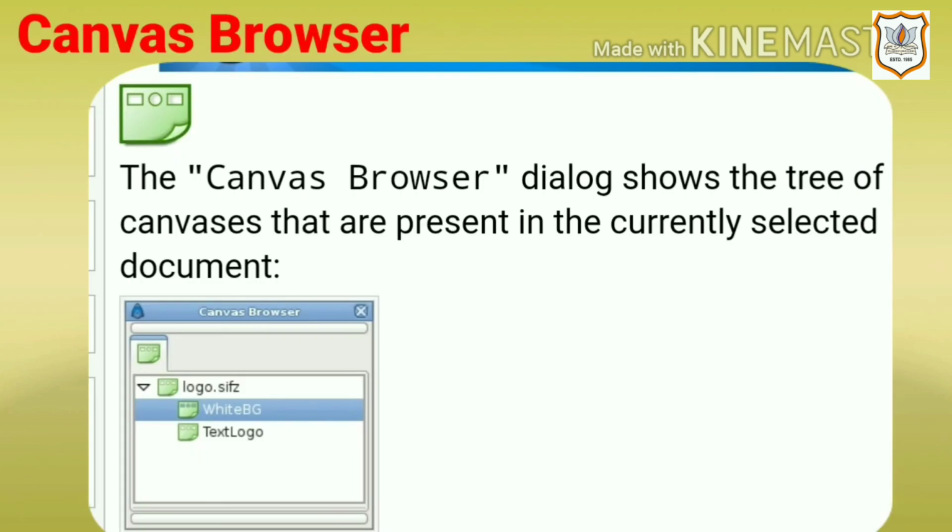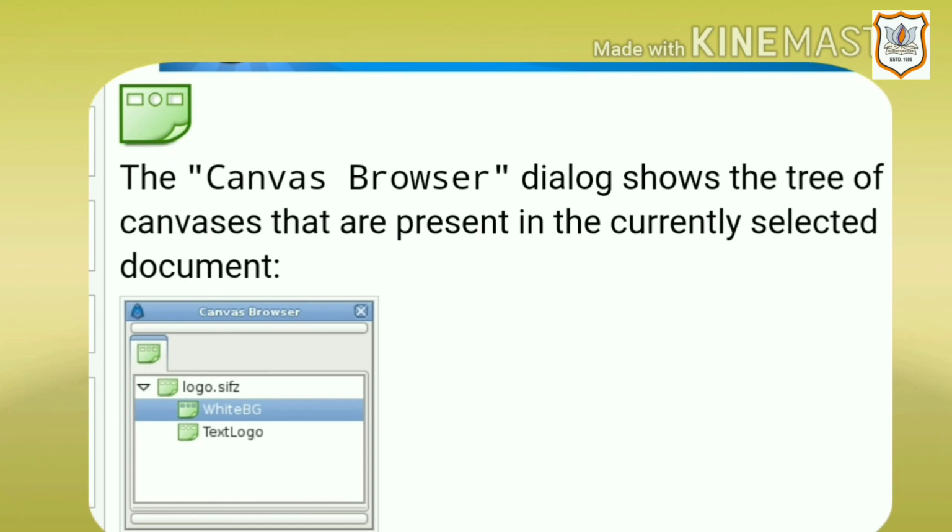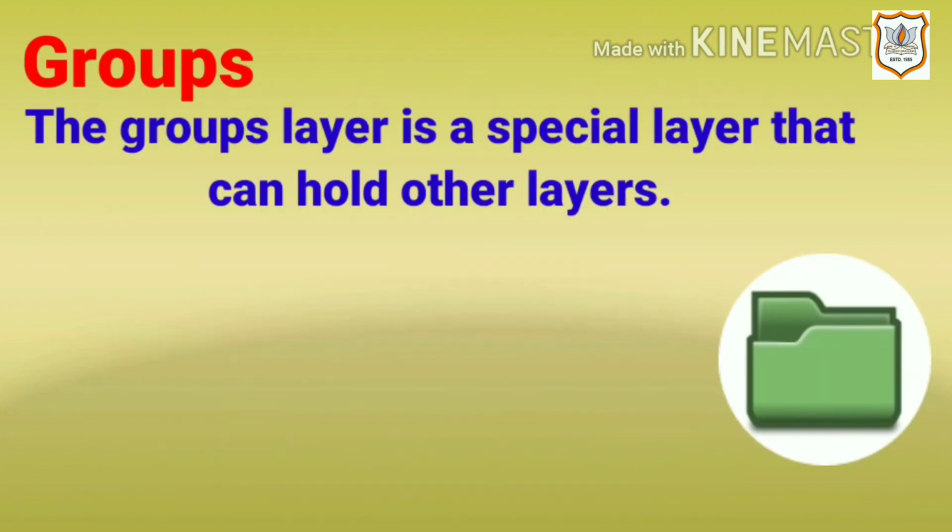Next one is the Canvas browser. The Canvas browser dialog shows a tree of canvases that are present in the currently selected document. Next one is the groups layer. The groups layer is a special layer that can hold other layers. It is generated by the group command, accessed via the context menu or through the layer menu in the canvas menu caret.